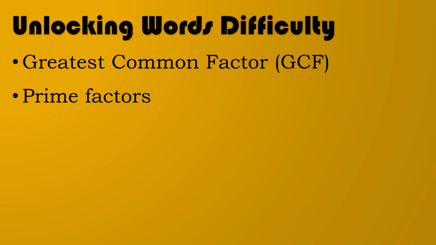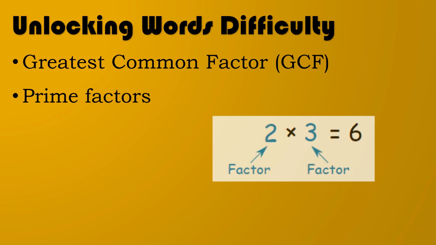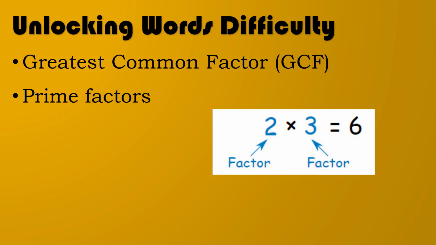Prime factors. Factors that are prime numbers. Take note that prime numbers are numbers that can only be made from multiplying 1 and the prime number itself. Example, 2 and 3 are factors of 6 because we can multiply 2 times 3 to get 6. At the same time, 2 and 3 are prime numbers because you can only get 2 and 3 by multiplying 1 times 2 and 1 times 3. Therefore, 2 and 3 are prime factors of 6.